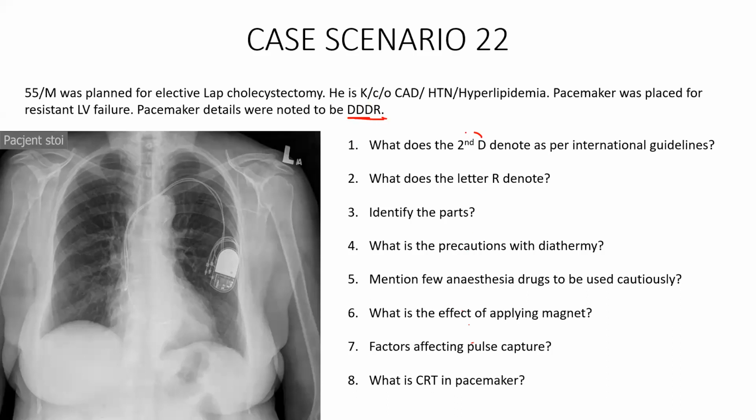Okay. What does this second letter D denote? This is dual chamber sensed. Okay. It is a dual chamber sensed. Perfect. So that is the sensing chamber, that's the second D. What does the first D denote? A dual chamber pacing. Okay, so that's a pacing letter. Second one is going to be the sensing letter.